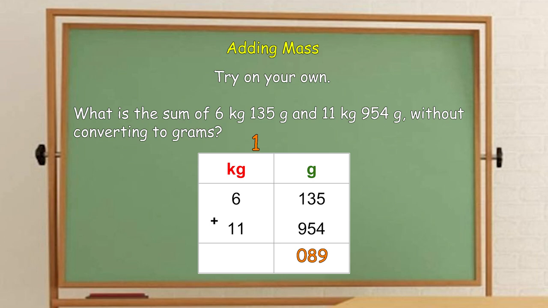So now let's add the kilograms. 11 plus 6 plus the one at the top that we brought over from the gram is equal to 18. Therefore, our answer is 18 kilograms, 89 grams. Okay, 18 kilograms, 89 grams. If you got that answer, awesome. Well done.